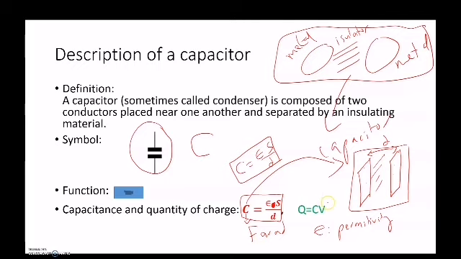Another equation which is very important in this chapter is this one: Q equals C times V. Q is the quantity of charge accumulated on one plate of the capacitor, or on the positive plate of the capacitor, and V is the voltage difference between the two plates. The relation that relates the capacitance of the capacitor with the voltage across its terminals and its quantity of charge is Q equals C times V.